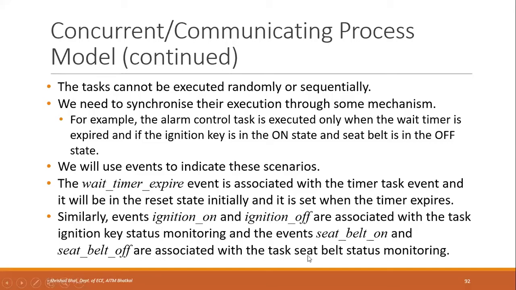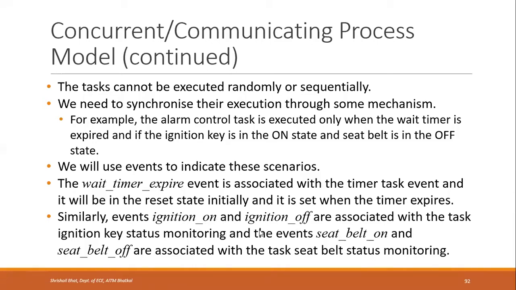Then there is seat belt status monitoring task. For that, we will have two more events: seat belt on and seat belt off. If the seat belt is worn, seat belt on is set. If the seat belt is not worn, seat belt off is set. Okay, here actually ignition key, if it is on, ignition on will be set. If ignition key is off, ignition off will be set. Depending on what is the status of the ignition key or what is the status of the seat belt, one of these will be set.